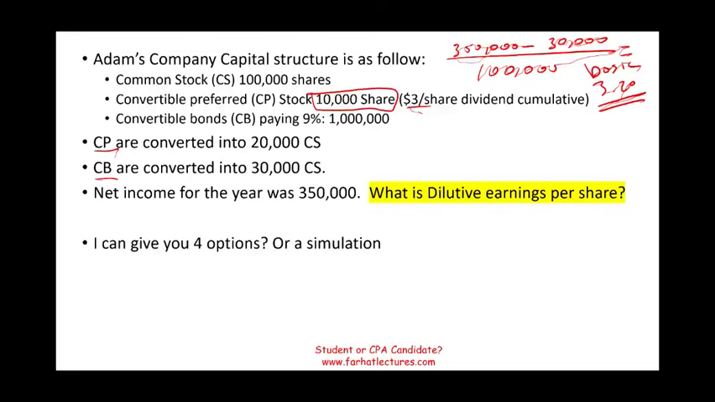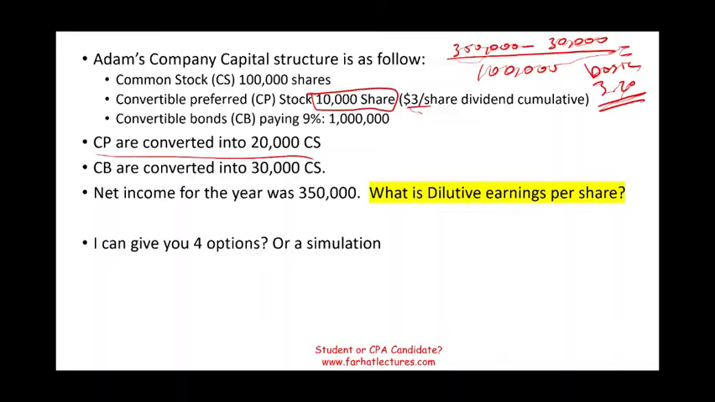We have two different convertible securities, convertible preferred stock and convertible bonds. So first, we're going to compute the degree of dilution for each one separately. And the lower the answer, the more dilutive that security is. Let's start with convertible preferred stock.